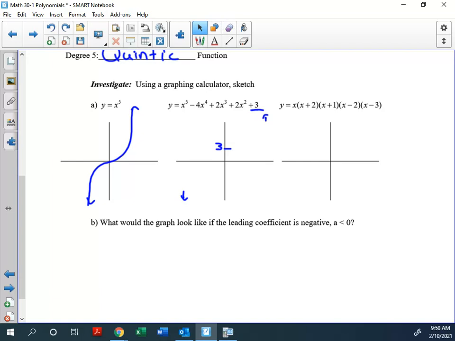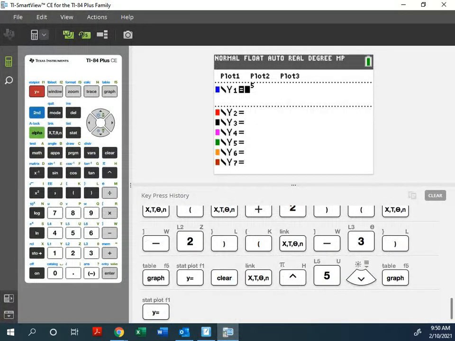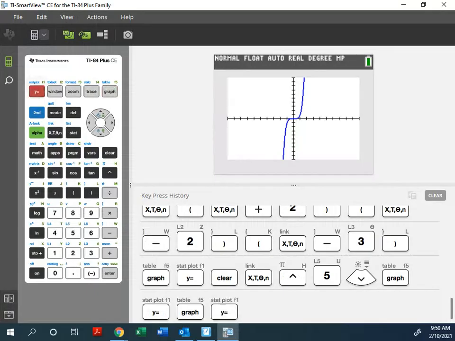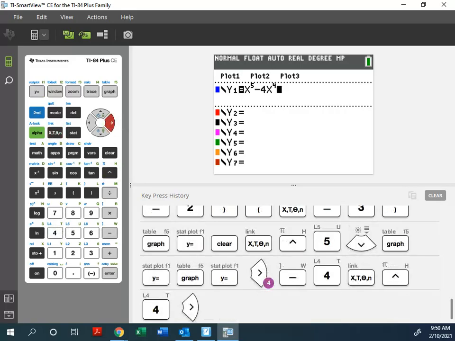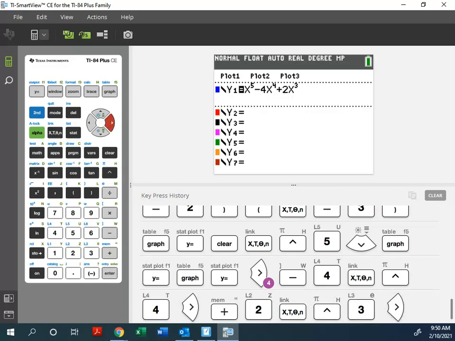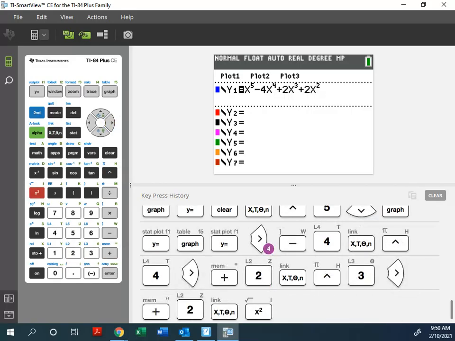Okay, you guys can call it out to me. You're pretty good. So, x to the power of 5. Guys, can you help me out? What's next? Negative 4x to the power of 4, plus 2x cubed, 2x squared plus 3. That good?